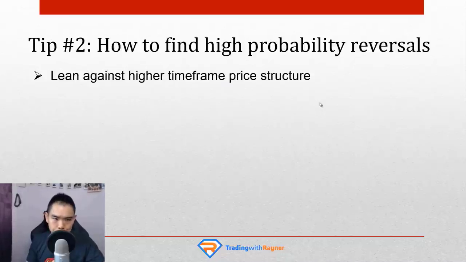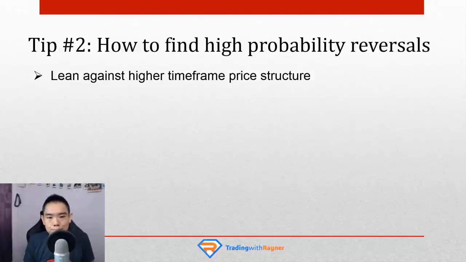Number two, tip number two. How do you find high probability market reversals? Because here's the truth: not all of these patterns are created equal. Some of them have a higher probability of reversal than the other one. And the key thing is to watch if your price pattern leans against a higher time frame price structure. So let me explain.